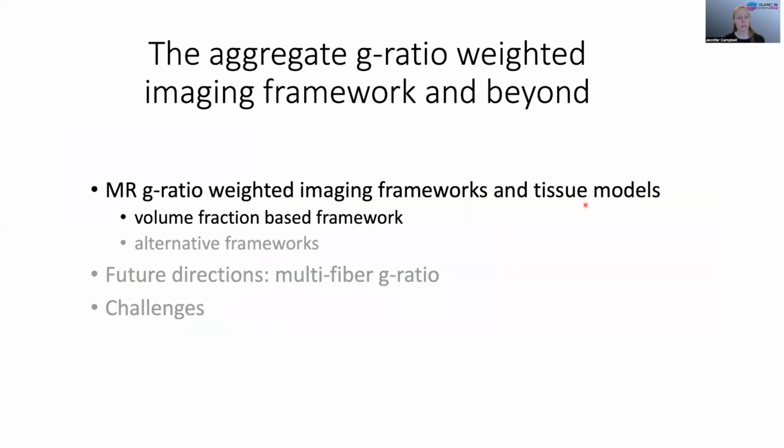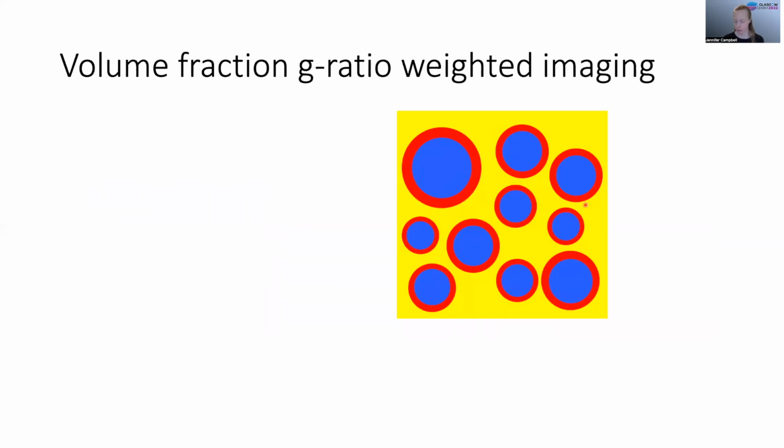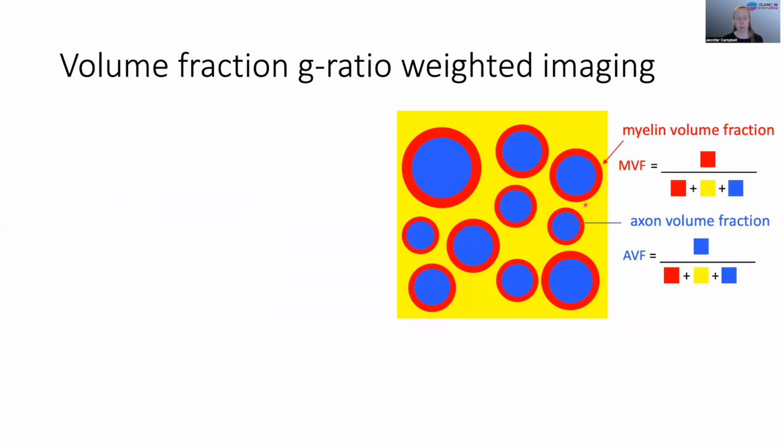So now I'll describe what we call the volume fraction-based framework for estimating a G-ratio. Here's our tissue model again with the myelin volume fraction, axon volume fraction, and the sum of these two would be the fiber volume fraction.